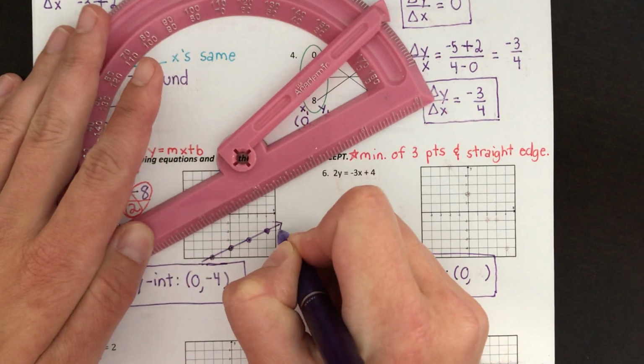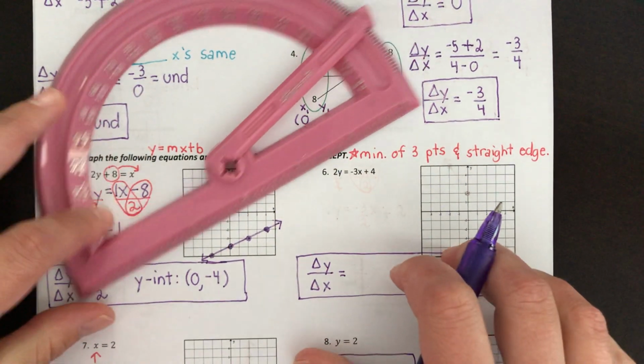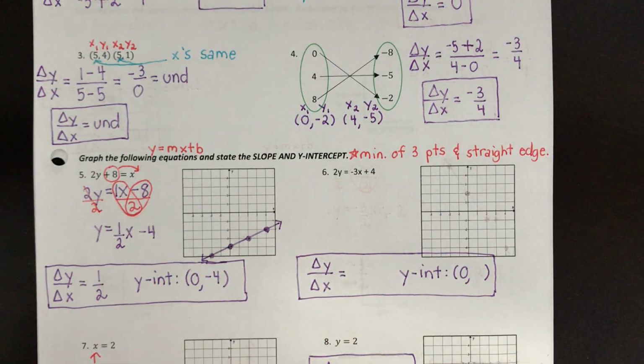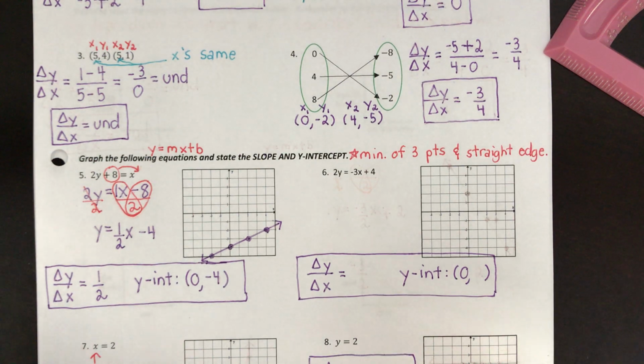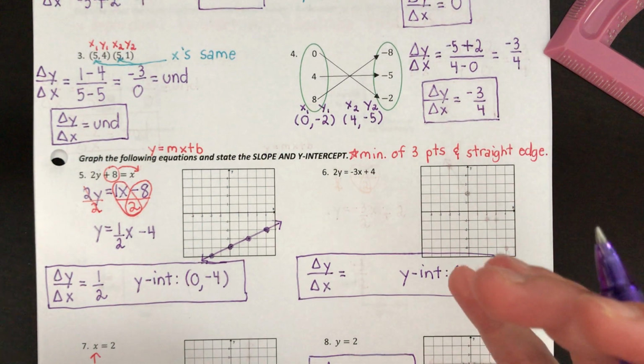I'm using my straight edge, and of course I want to put arrows on both ends to define that this line doesn't end at the end of the graph. So arrows on both ends. All right, so that's that. Let's move on to number 6.